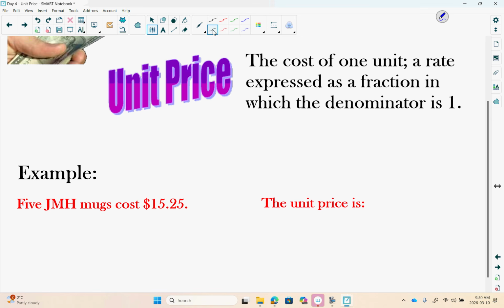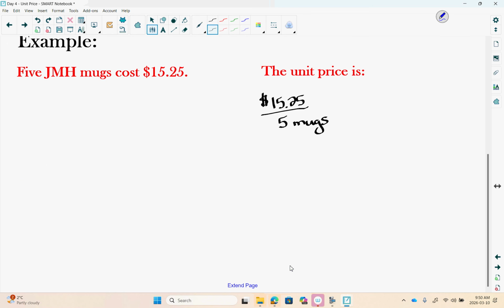So here's all I would do to figure out the cost of one mug. I would take $15.25. So I'm putting the dollars on top. And that is for 5 mugs. And when I divide that, what do I get? What's 15.25 divided by 5? 3.05. What does that mean?